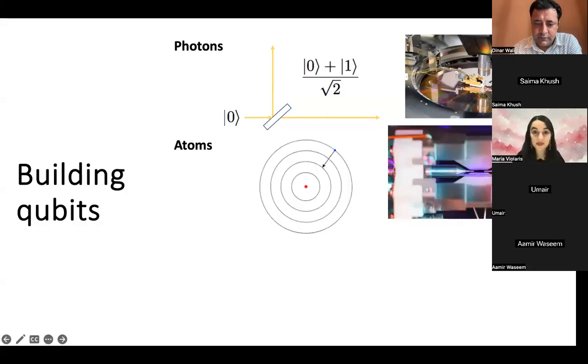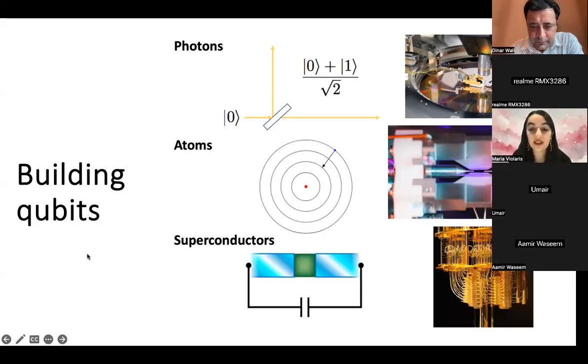We can use atoms. So if you imagine the electron in the atom being in different possible energy levels, you can use one of the energy levels as your 0, another one as the 1, and you can create superpositions of being in these energy levels and build quantum computers that way. So this is an ion trap one. So a single ion is visible here. This is from a lab in Oxford, which is very cool. And you can also build them out of superconductors. So you can use superconductors to also put them in different states and then manipulate those. So this is the platform that big companies like IBM and Google are using to build quantum computers.